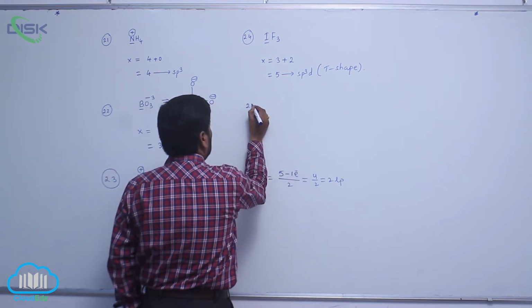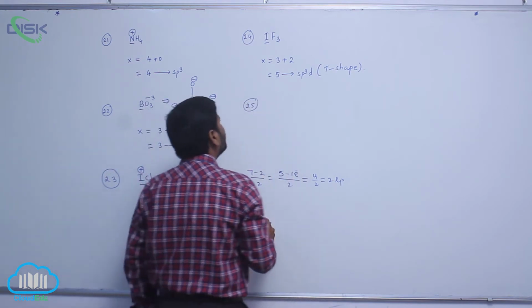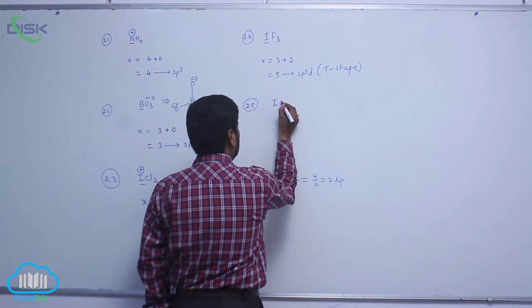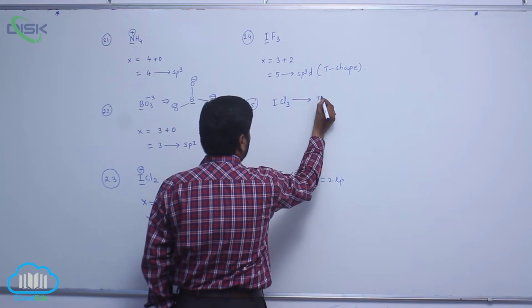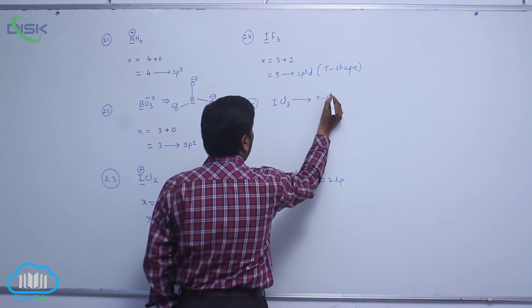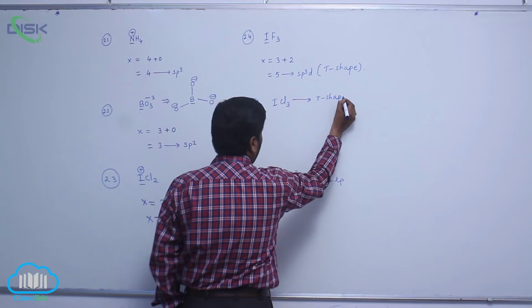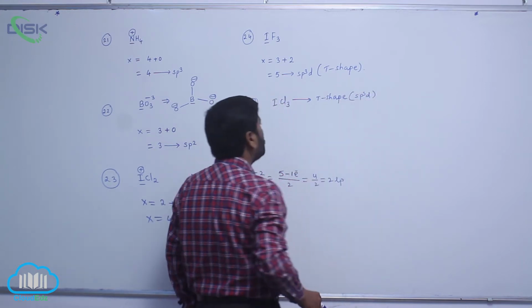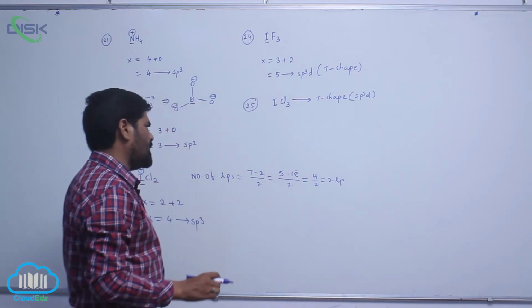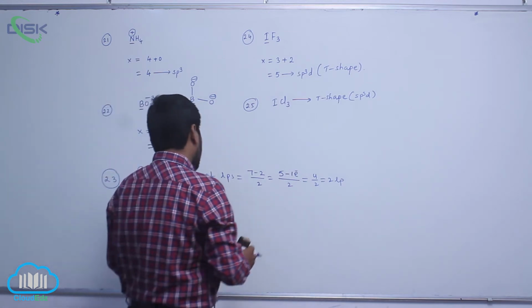Then 25, ICl3, same T shape. Hybridization is what? sp3d. T shape and hybridization is sp3d.